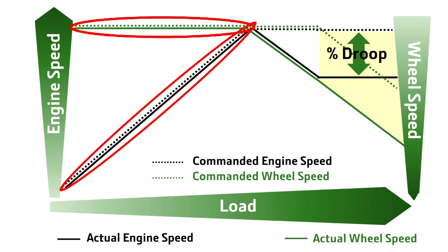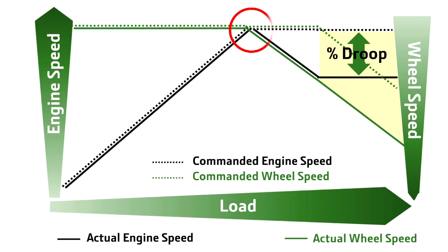As the load on the tractor increases, the tractor will compensate by increasing the engine speed and downshifting the transmission while maintaining the constant commanded wheel speed. The engine and transmission will continue to shift down and throttle up as the load continues to increase until the engine reaches the maximum engine speed.